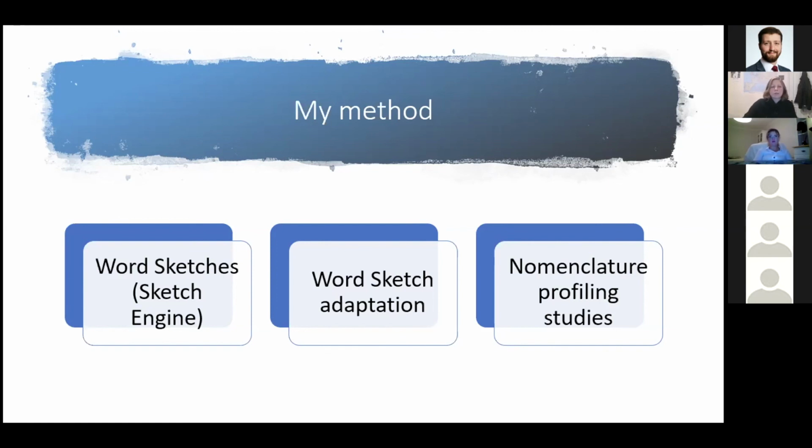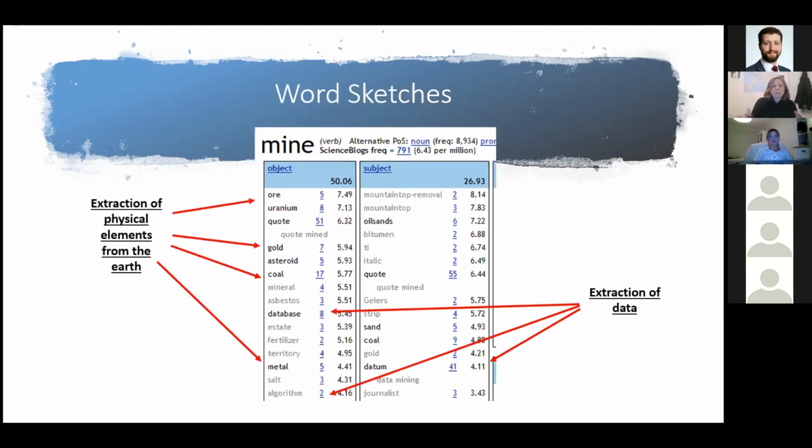So firstly, word sketches, for any of you who don't know, work like a sort of summary of a word in context. It's used in lexicography to help in the building of a dictionary entry. And I've just got an example here of "mine" in its form as a verb. For "mine", it's a special case where it's also a noun, and it can also be a pronoun. So you also have those separate word sketches too.